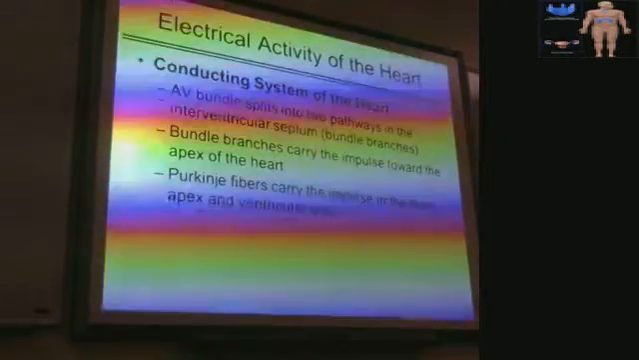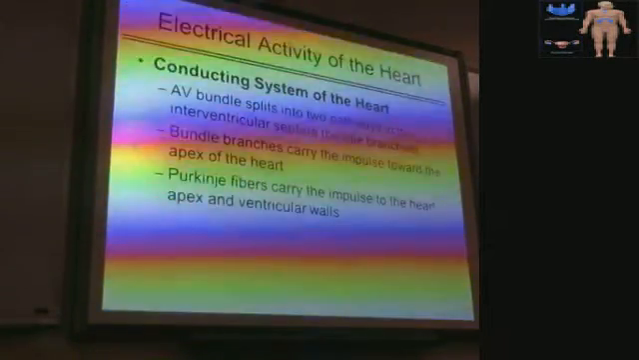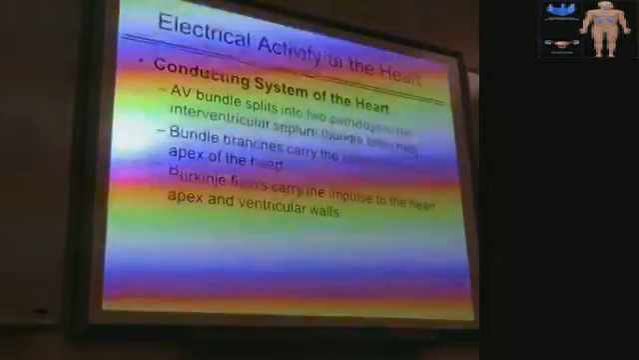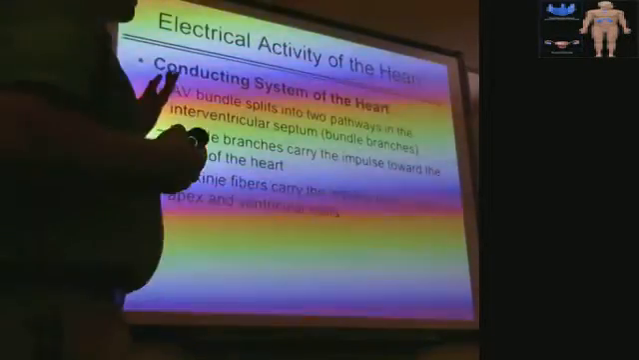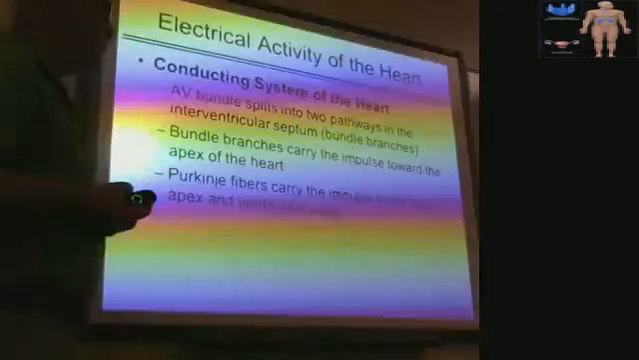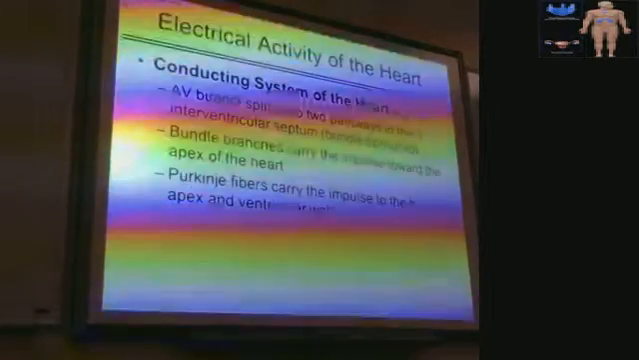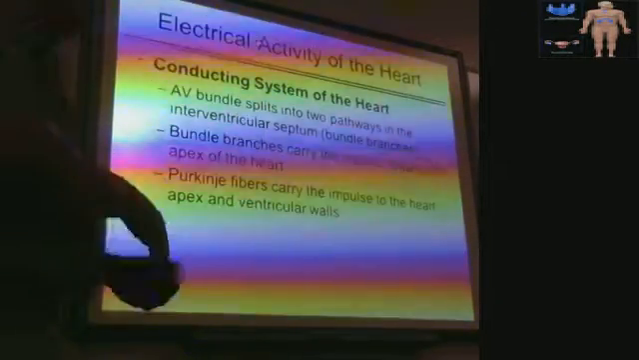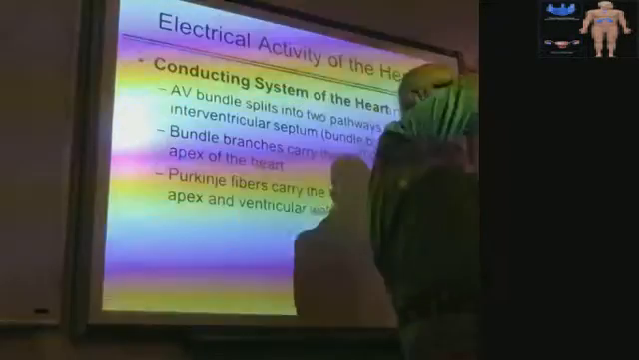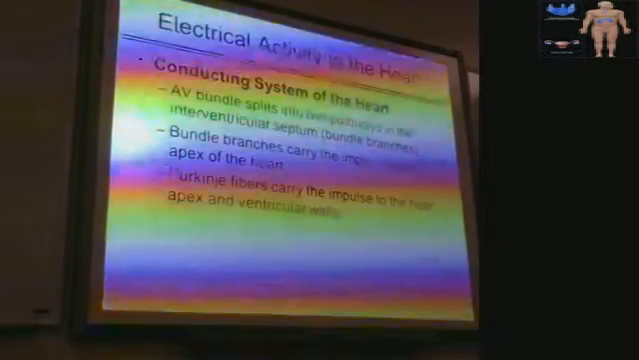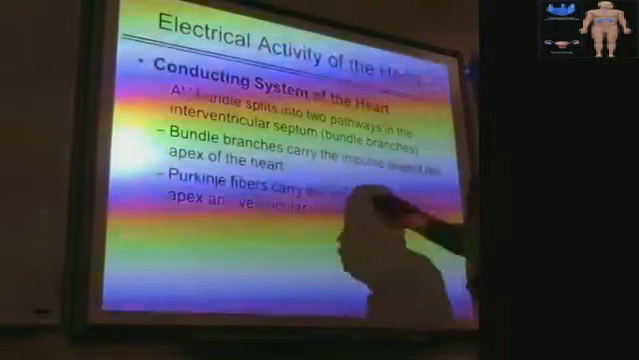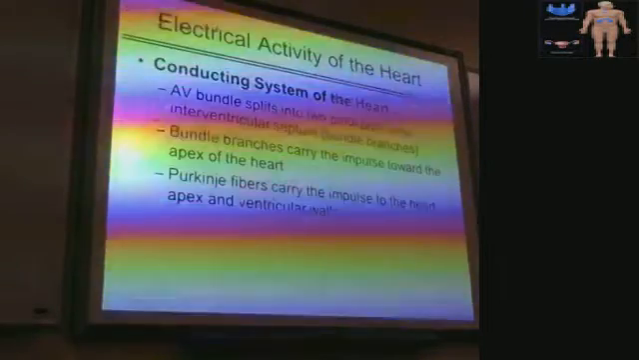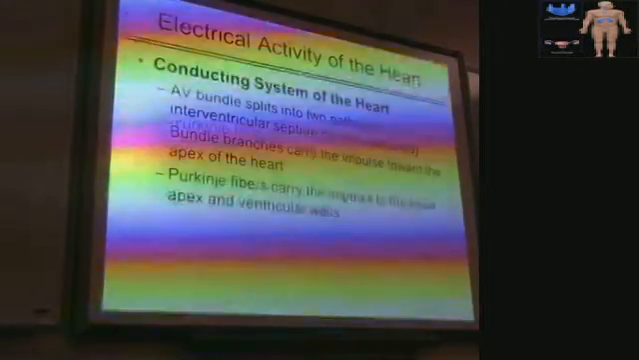Okay, electrical activity of the heart. The conducting system. The AV bundle splits into two pathways. Those two pathways make up the bundle branches. The bundle branches carry the impulse toward the apex of the heart. So what direction do they move? They move from the base of the heart to the apex, from the top to the bottom. Purkinje fibers carry the impulse to the heart apex and the ventricular walls.